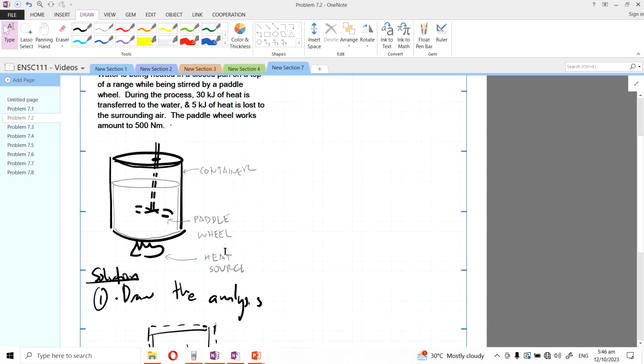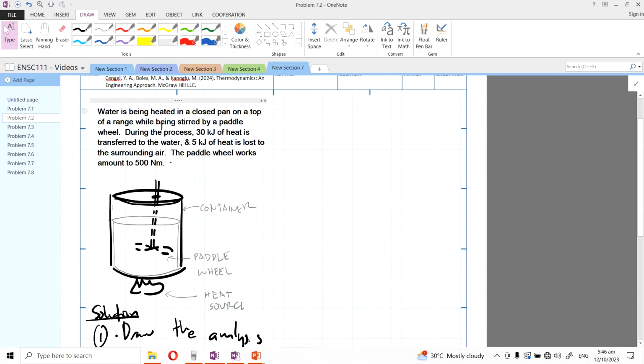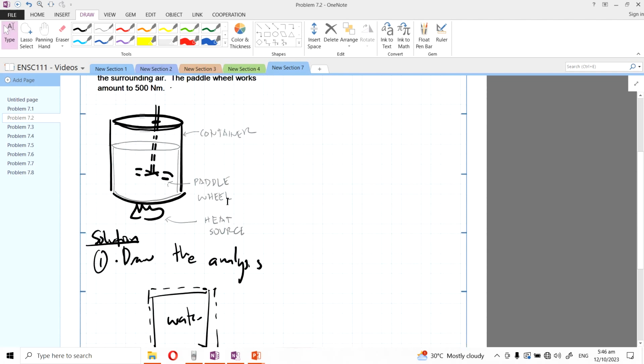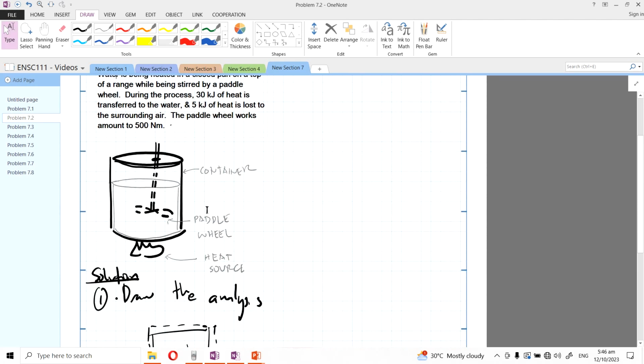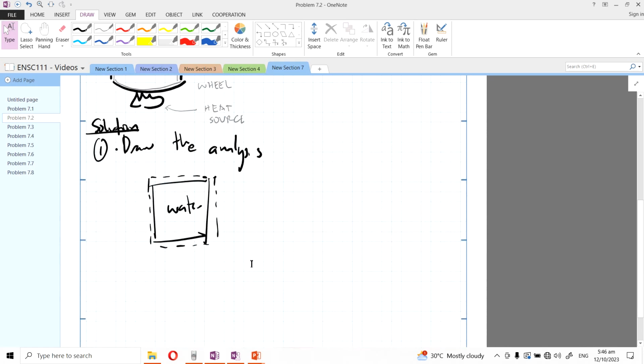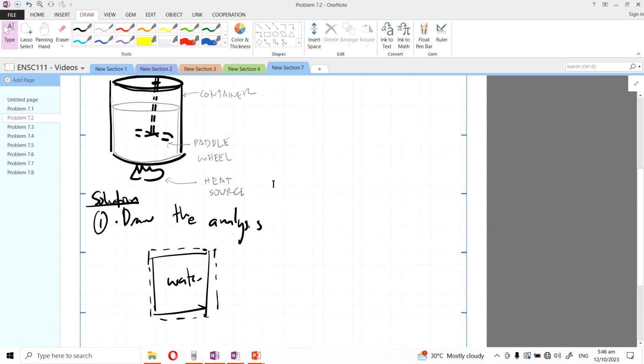Maybe you can figure that out, but I think sometimes the hint comes from the highlighted terms here, let's say water, right? If it's all about water and we have the properties of water, then I think that's a hint already. So water is our system in this problem.